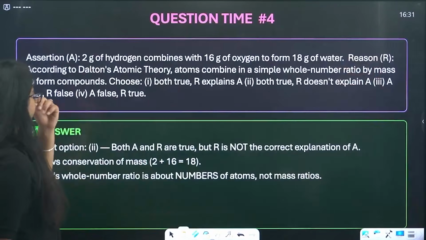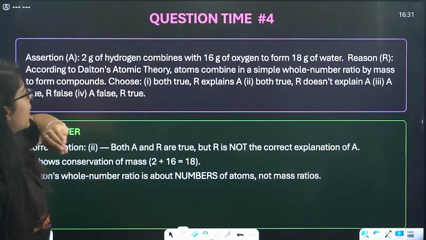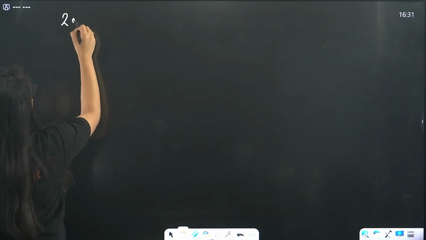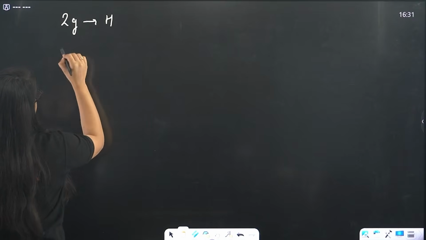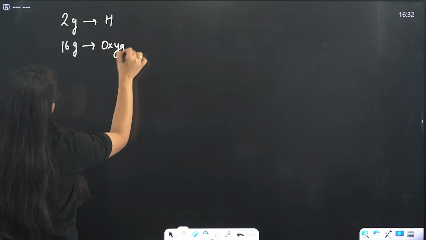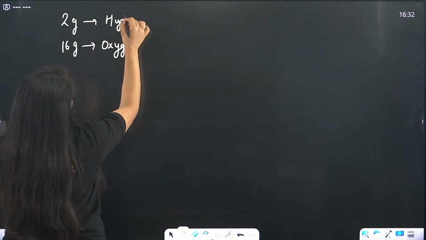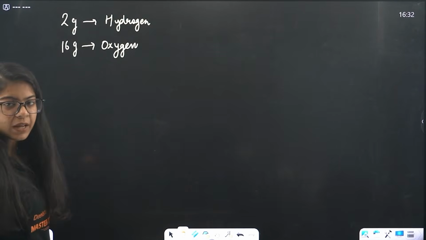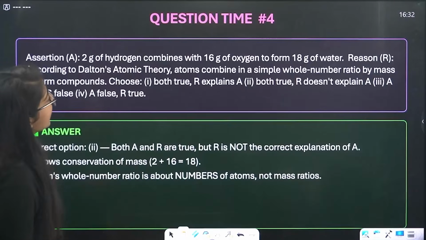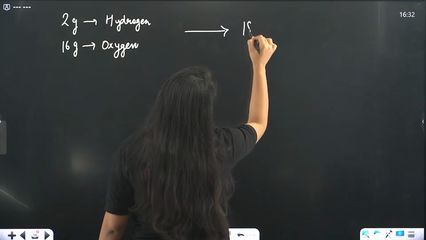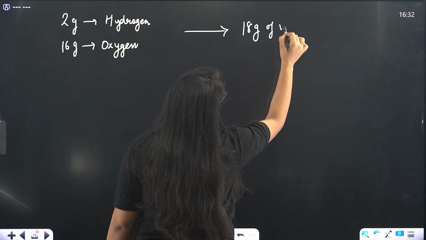What's the question? 2 gram of hydrogen combines with 16 gram of oxygen. Let's write it down completely. Why am I not writing hydrogen as just simply H? You will see in a little bit of time. Then they are forming 18 gram of water.